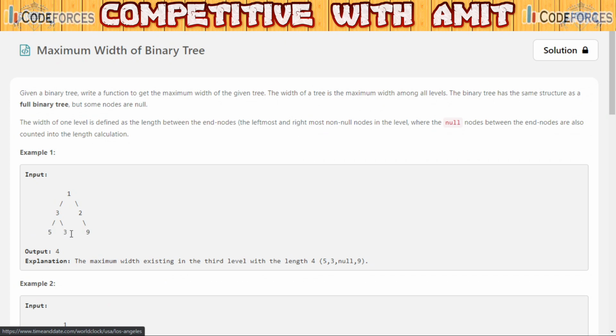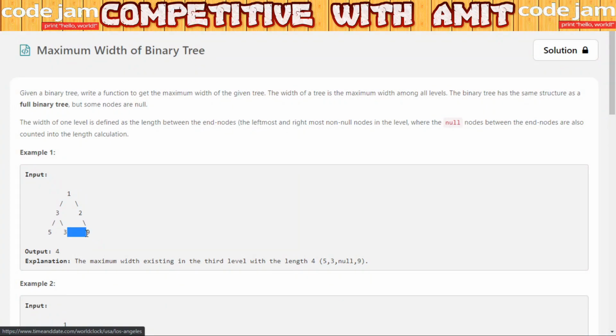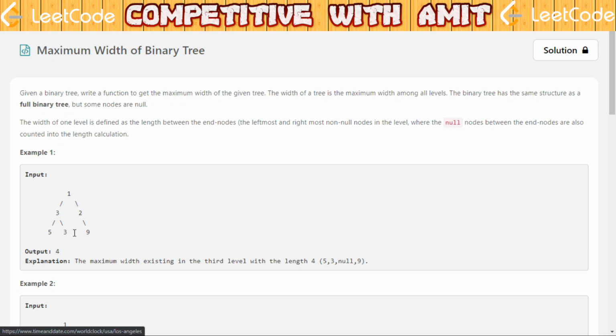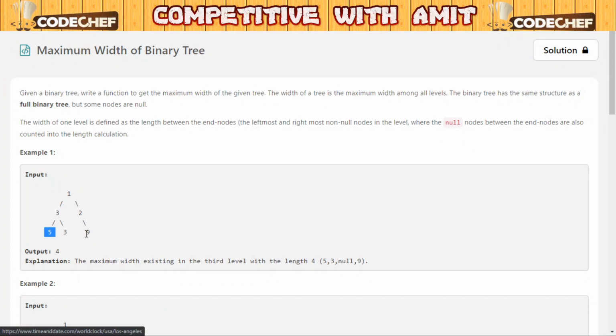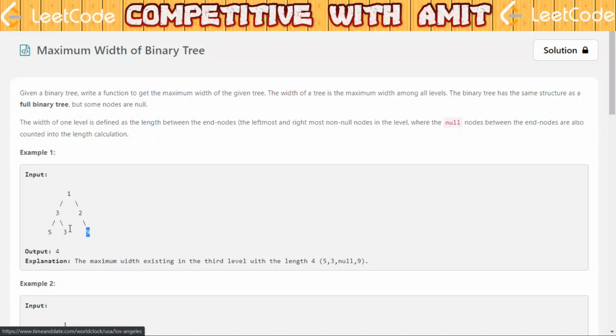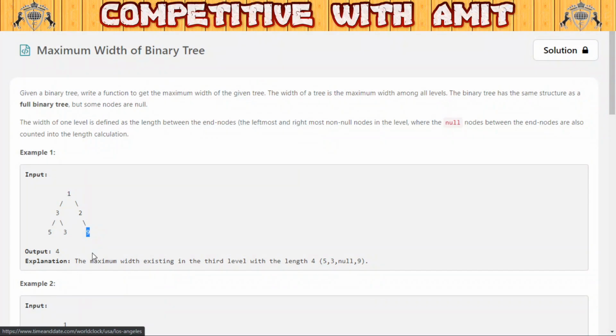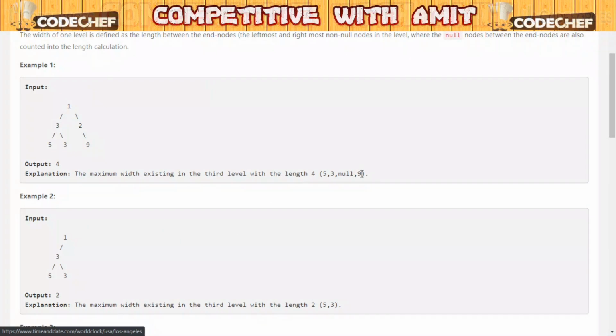So for this level, how will it be? First node, second node, this will be our third node. Now in between these two nodes, one more node will be there, so for that also we will consider. So our nodes will be 4. The number of nodes between the two separated end nodes will be our answer. First we take the leftmost value, then the rightmost value, and then we find the positions between them. In this case, it will be 5, 3, null and 9.